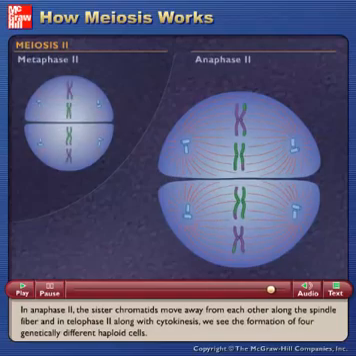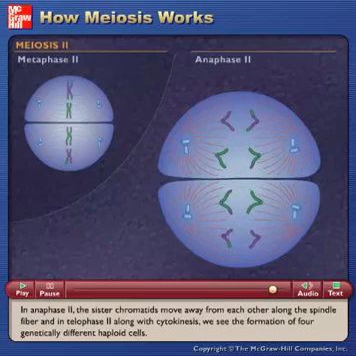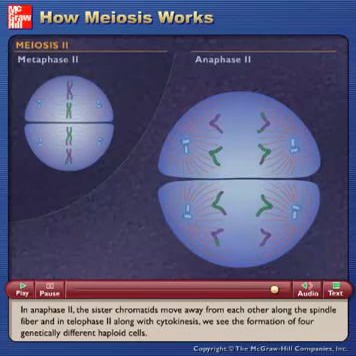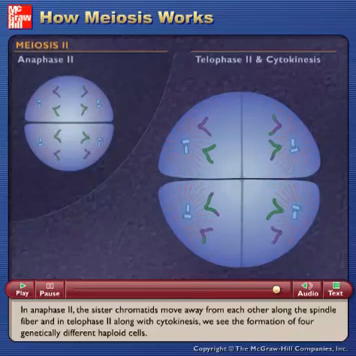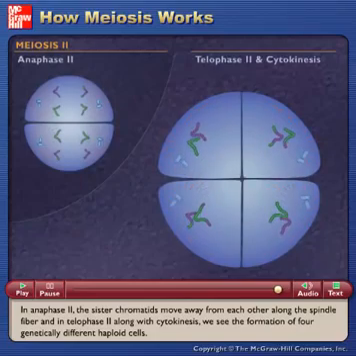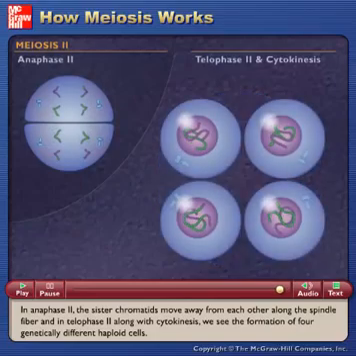In anaphase II, the sister chromatids move away from each other along the spindle fiber, and in telophase II, along with cytokinesis, we see the formation of 4 genetically different haploid cells.